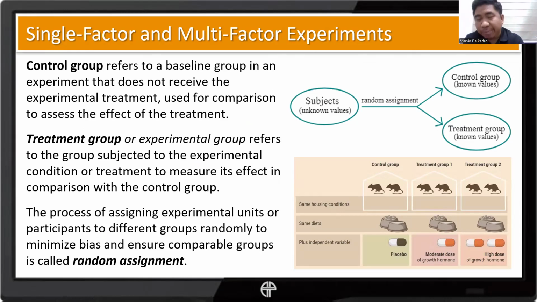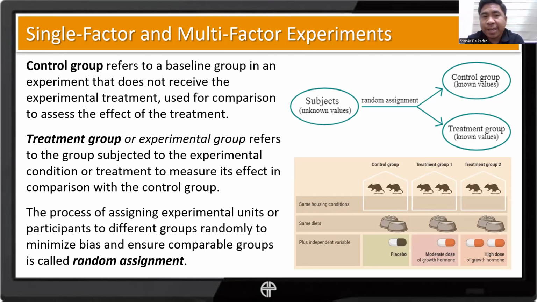All right, let's formally define the control and experiment or treatment group. Control group refers to a baseline group in an experiment that does not receive the experimental treatment, meaning the manipulation, used for comparison to assess the effect of treatment. So remember, control group, no manipulation. Treatment group or experimental group refers to the group subjected to the experimental condition or treatment to measure its effect in comparison with the control group.